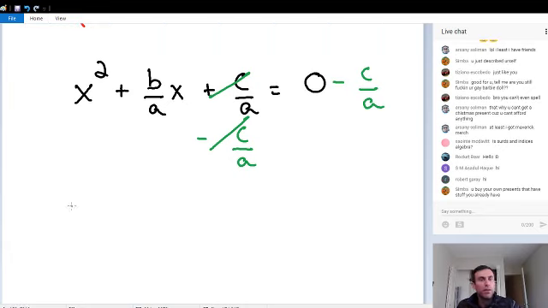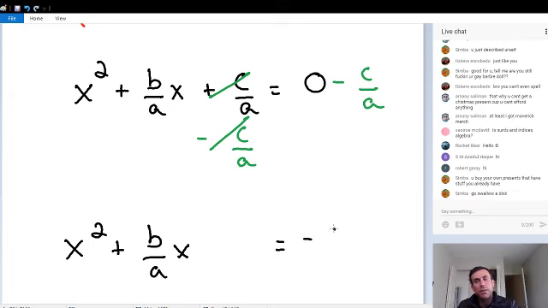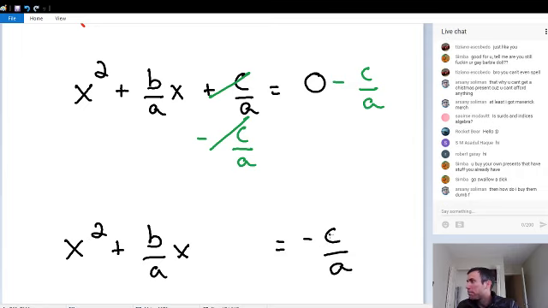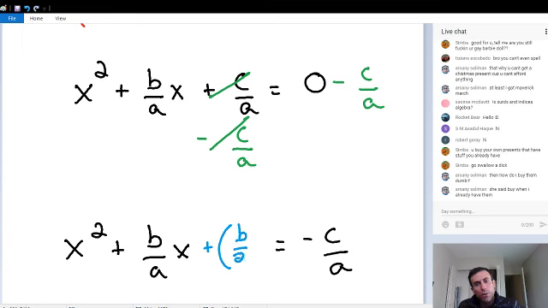So what we're left with, let's simplify this. On the left-hand side, we have x squared plus b over a x. And on the right-hand side, we have negative c over a. All right. So now we just completed step number 2. Our step number 3 is to add b over 2 squared to both sides. So let's add b over 2 squared to both sides of the equation, and then we'll have a perfect square by doing this.